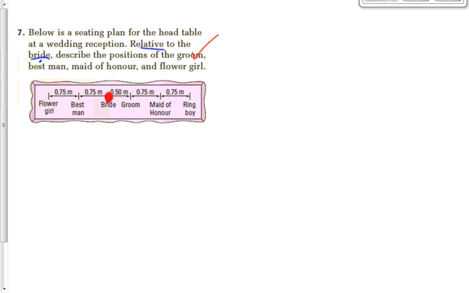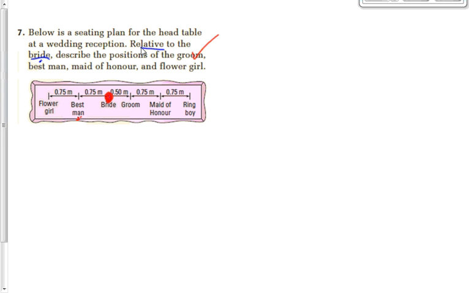Isn't the best man usually on the groom's side? I don't know. I got married once. I can't remember where the best man was sitting. I think it was beside me, not beside my wife. But it seems odd that the best man would be over here. But anyways, okay. You're right. Anyways, Aiden, it's 0.75 to the left of the bride there.